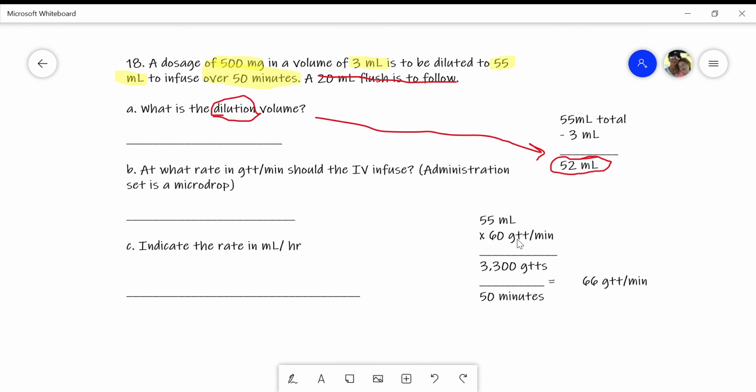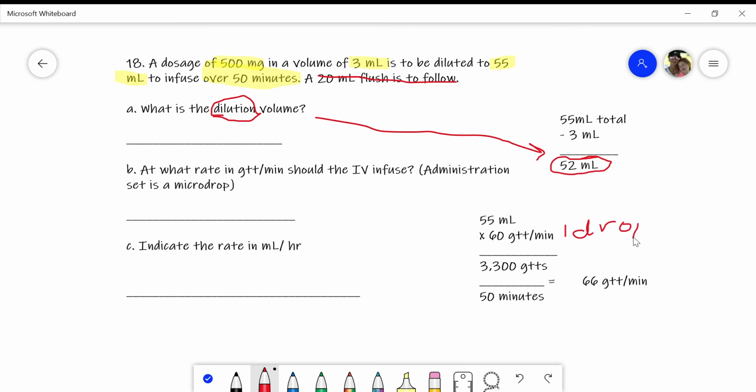If your standard is 1 drop a second, and you're going to do it in less than 1 full hour, you're going to have more drops per second. It's not going to be even. So that's going to be your answer. It's kind of confusing.